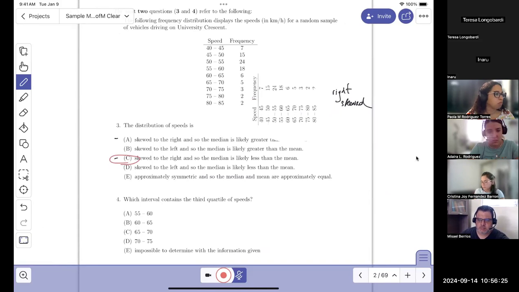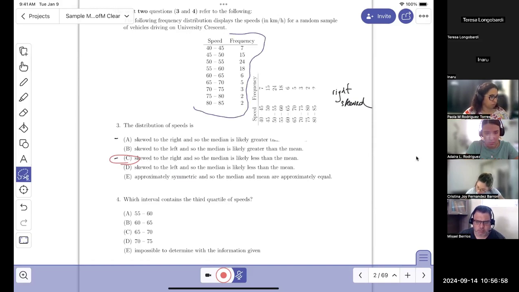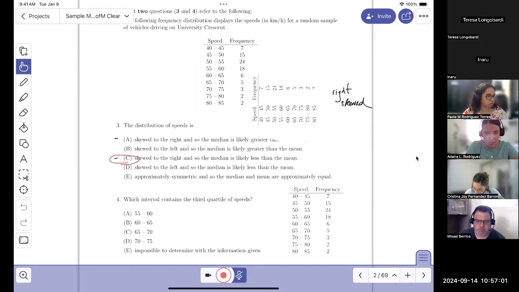Okay, so I got a mixed set of responses, but I hope you get it. It's right skewed and the mean will be on the right of the median, so the median is smaller. All right, try number 4. I'm going to move this down here and then make it bigger.